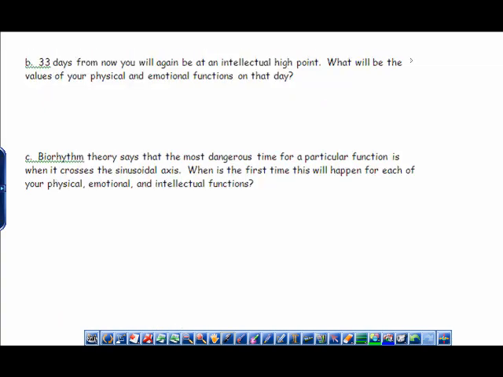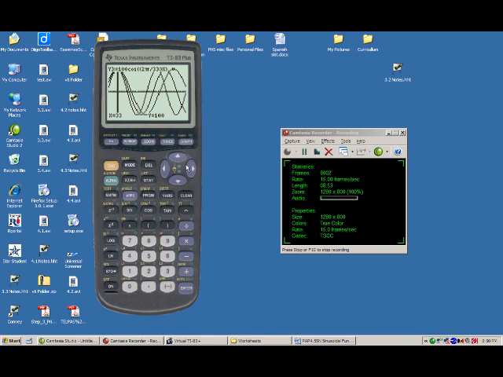All right, so let's go through and answer the questions that they have. So B says, 33 days from now, you will again be at an intellectual high point. And we know that. That was the green graph, the third one we drew. What will be the values for your physical and emotional functions on that day? Okay, so we're already right here, so I can move my arrow up or down, and I can do trace 33 and enter that way. I can go on the table, and I can look it up, and I can do y1 of 33. Let's practice this, because this is something that I'm not sure students get enough practice at.